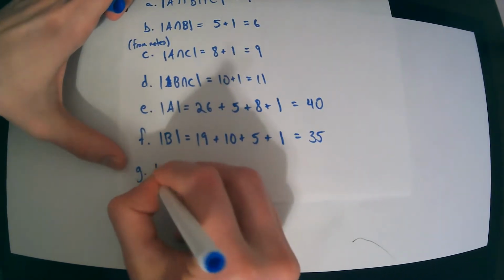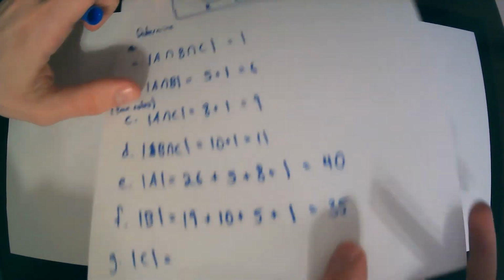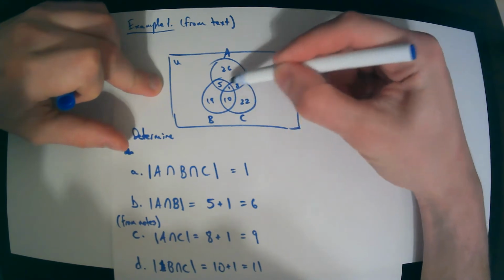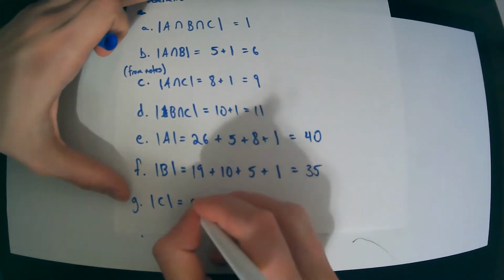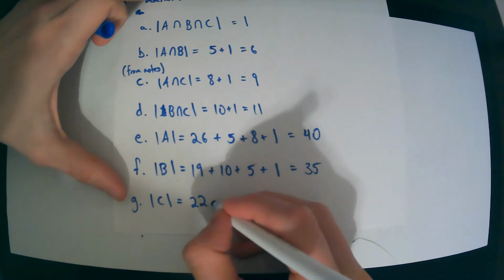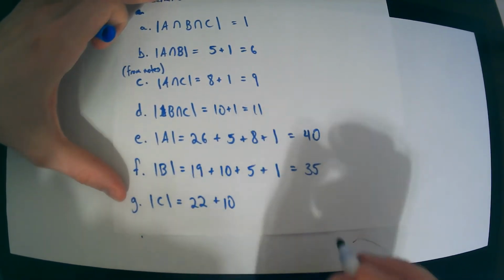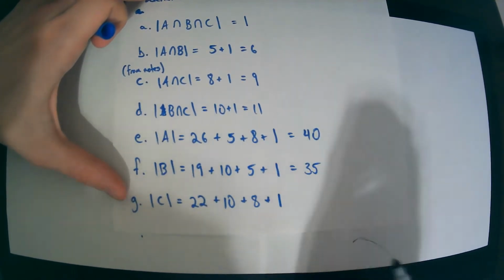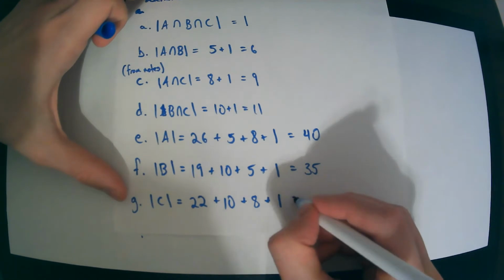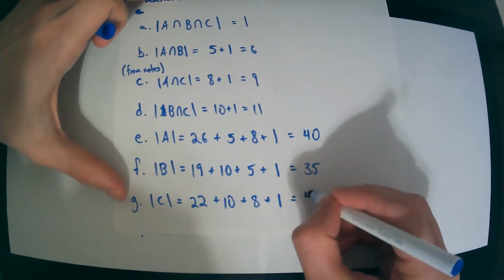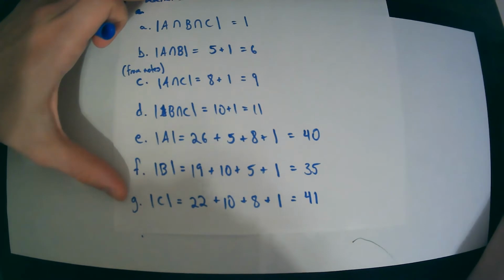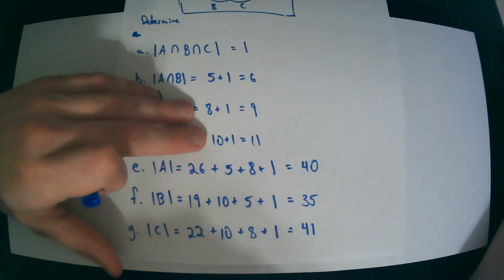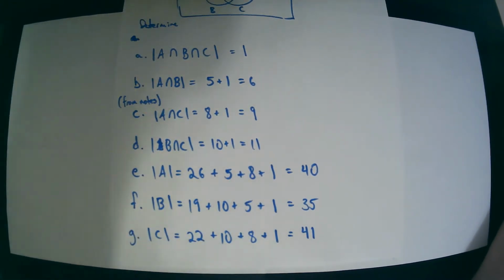Okay. And then G, the cardinal number of the set C. Looking at C, there are 4 numbers in this C circle. So I'm going to say 22, that's the stuff that's only in C. Then we've got the 10, the stuff that's in B and C, plus the 8, the stuff that's in A and C, and plus the 1, the stuff that's in A, B, and C. Adding them all up to get the total number of elements that are in C. Alright. Cool.